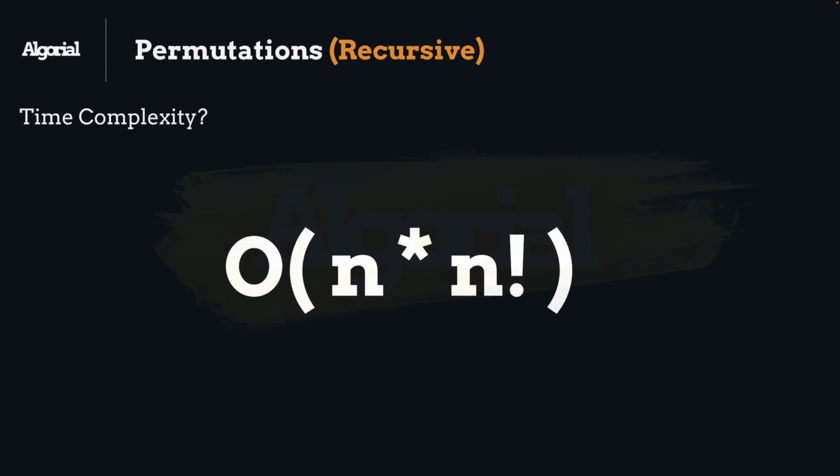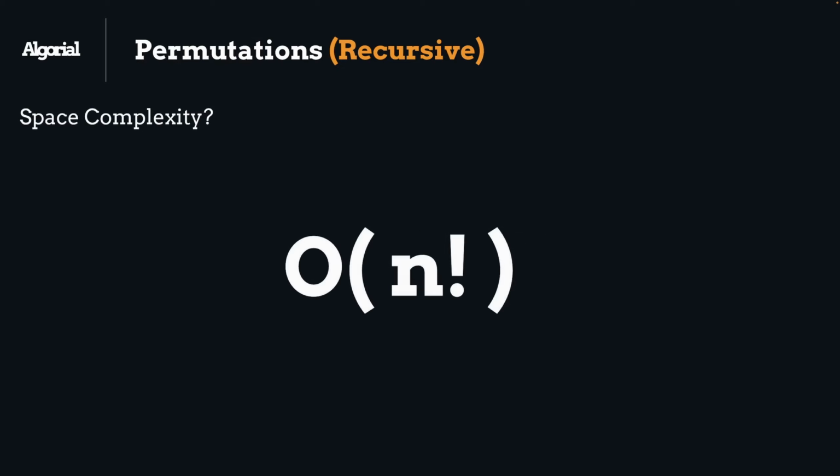For time complexity, we will have O of n times n factorial, where n is the length of the array, obviously. First n because of our for loop, and n factorial for the permutations count. For space complexity, it will be O of n factorial again, because we found n factorial amount of possible permutations.